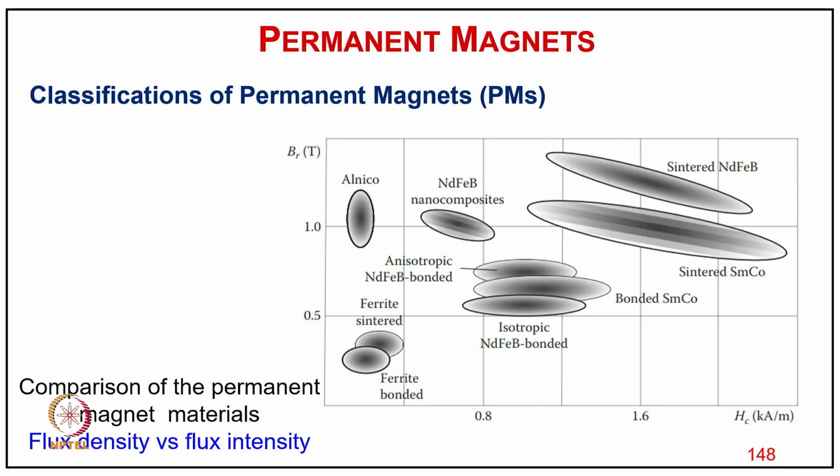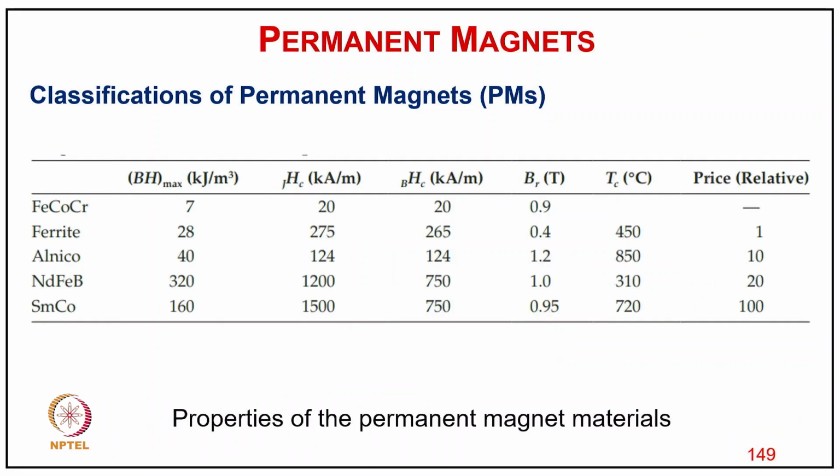So you can see the classification of these permanent magnets, how it goes with the coercive force and residual flux density, and how neodymium iron boron compares to ferrite or other products. That decides the property of the material to be used in different machines.